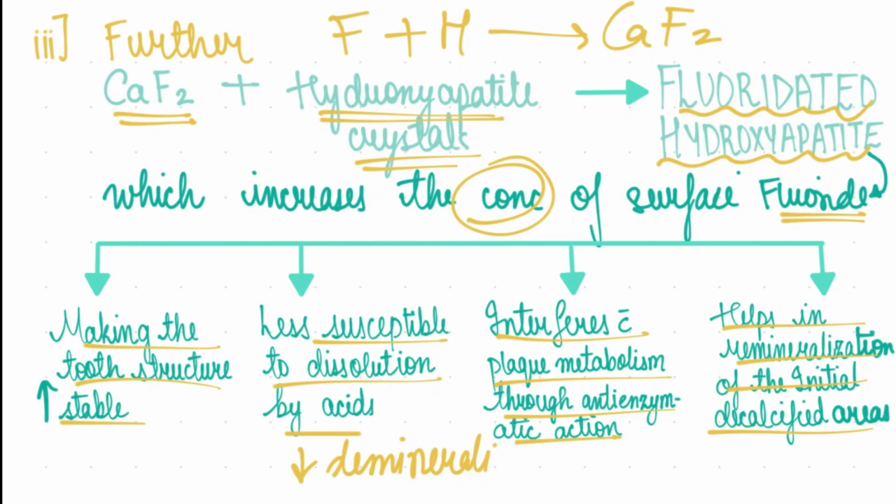The first one is to reduce the demineralization. The second one is to increase the mineralization. The third one is the remineralization of initial decalcified lesion or incipient lesion. The fourth one is that it interferes with plaque microorganisms activity, and the fifth one, it helps in modification of the tooth morphology. Okay, so you can write all these 5 factors here.